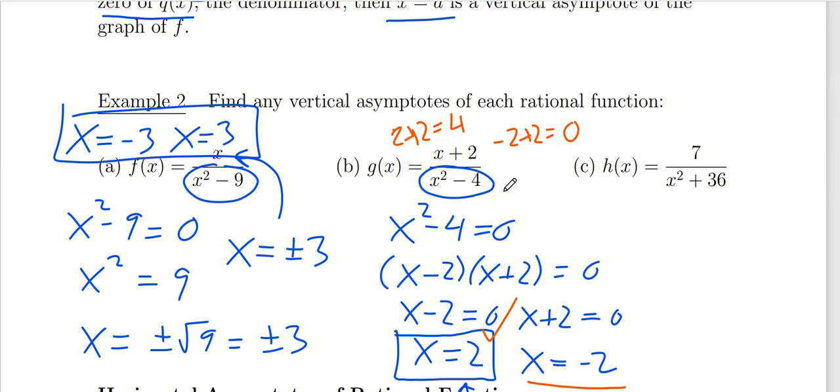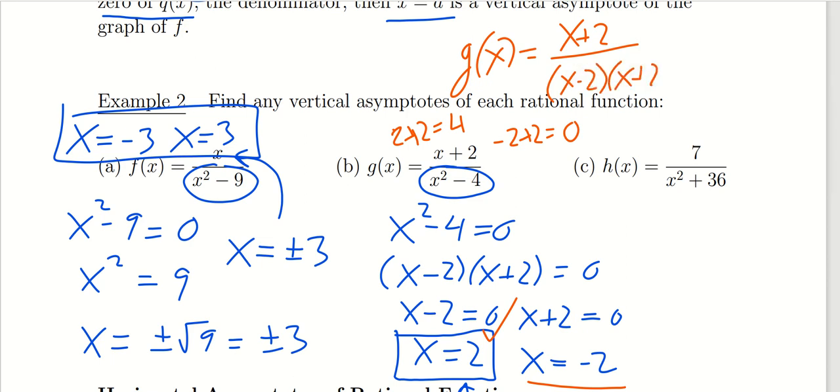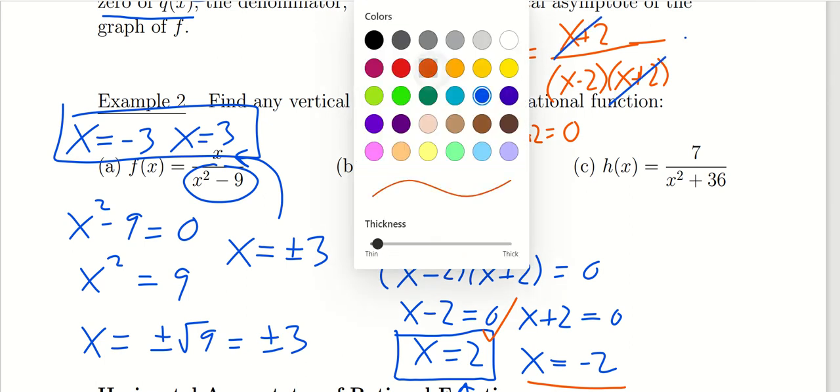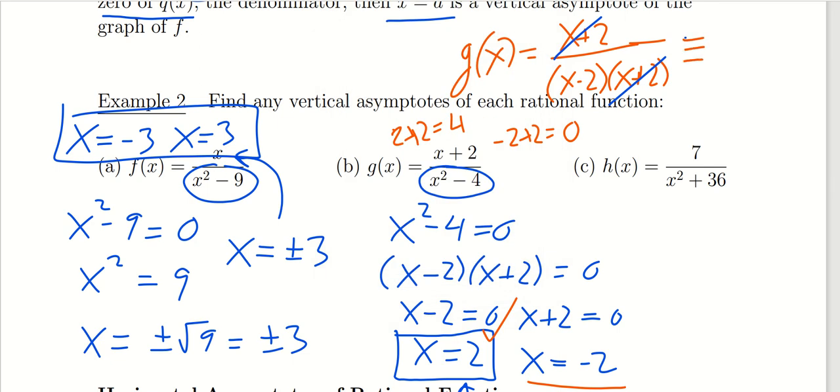What's happening here is, if we go back to the original function g of x, the numerator is completely factored, which it is, it's x plus 2. If we totally factor that denominator, we have x minus 2 times x plus 2. What happens is the numerator and denominator share a common factor. Those x plus 2's cancel each other out, and so it would equivalently reduce to 1 divided by x minus 2 for all values of x except that negative 2 one that we canceled out.